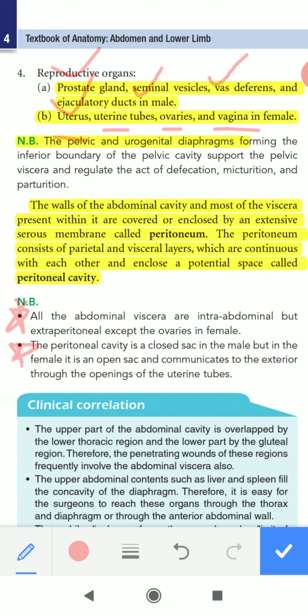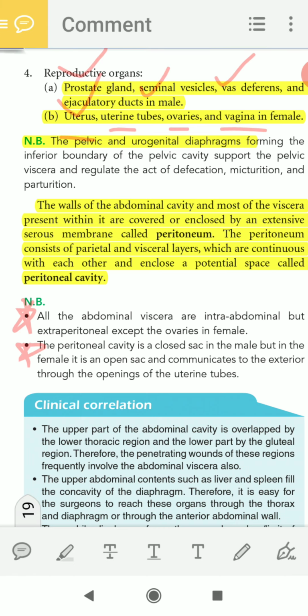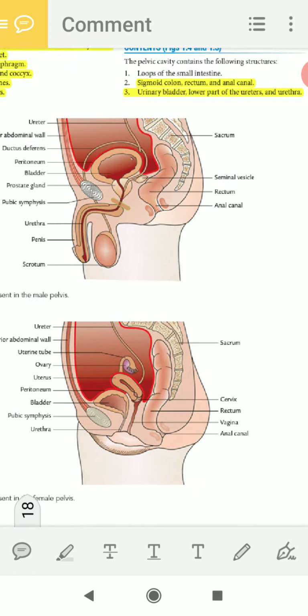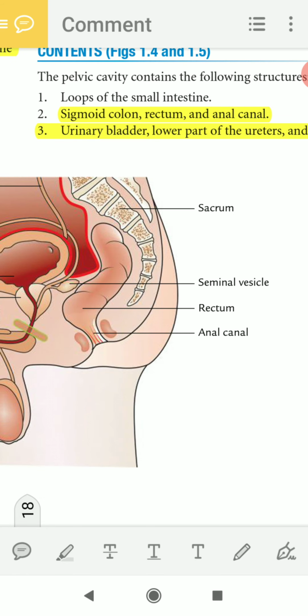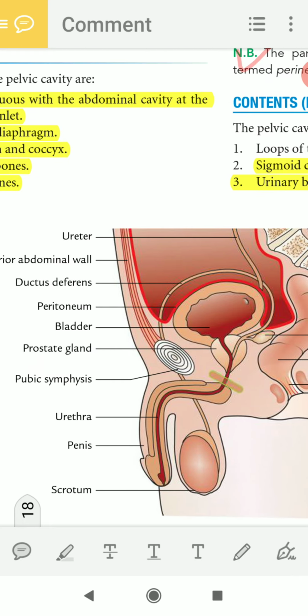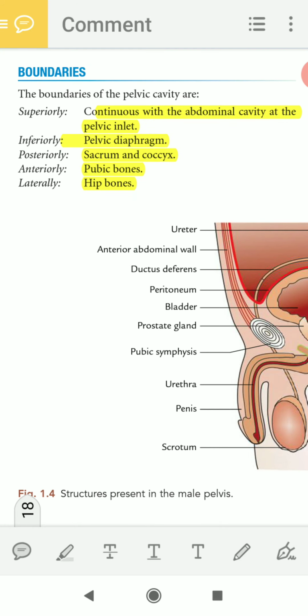So in the pelvic cavity there are the reproductive organs, that means genitalia, and some structures of the urinary tract, that means ureter, urinary bladder, urethra, etc. Now we already studied the boundaries of the abdominal cavity. Now we will learn about the boundaries of the pelvic cavity.